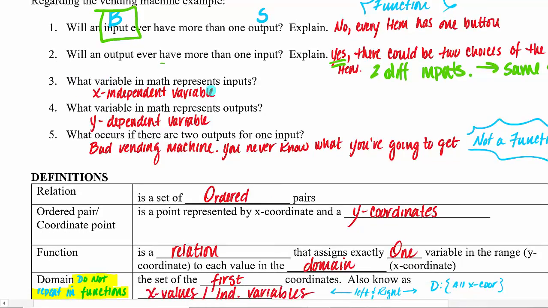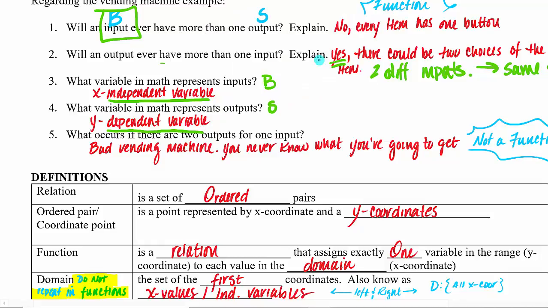Okay, so what variable in math represents the input? Well, that's the x value or independent variable. And then what variable represents the output? Well, that's the y or the dependent variable. And we'll talk more about those two terms in the next coming sections of notes. So don't freak out about those. If you're familiar with them, great. If not, just to reiterate, our inputs are our buttons and our outputs are our snacks.